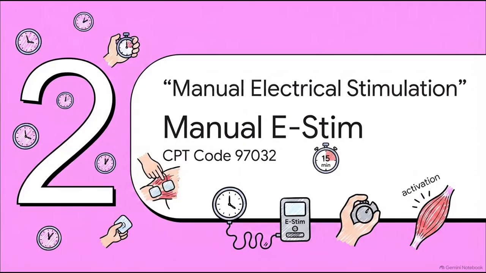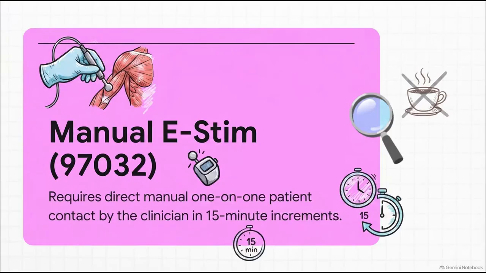Section 2. Manual electrical stimulation, or CPT code 97032. All right, let's meet the first specific code in today's explainer. Manual electrical stimulation is exactly what it sounds like, applying an electrical modality to one or more areas. But honestly, the absolute key word here is manual. If you can walk away to grab a quick coffee, you cannot bill 97032, period. The clinician has to maintain direct, manual, one-on-one contact with the patient while delivering that current. This active hands-on involvement is exactly what separates it from unattended E-Stim, which you'd code as 97014. That's a supervised, untimed code.